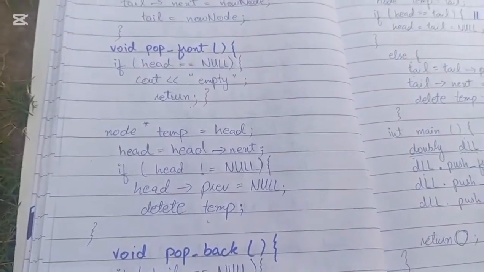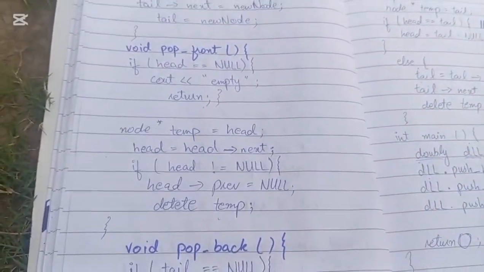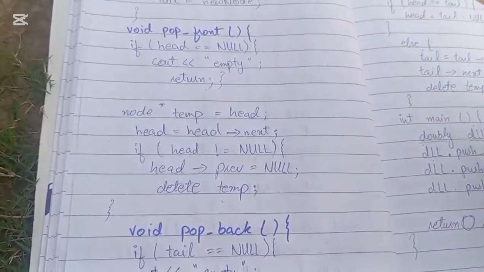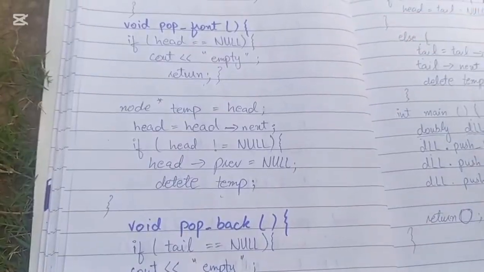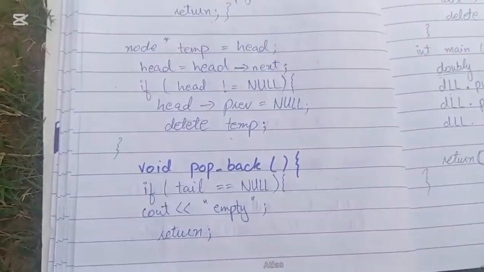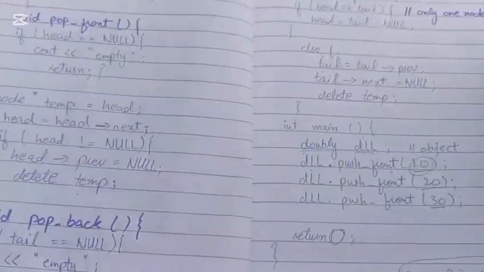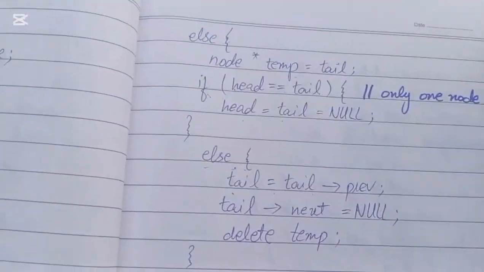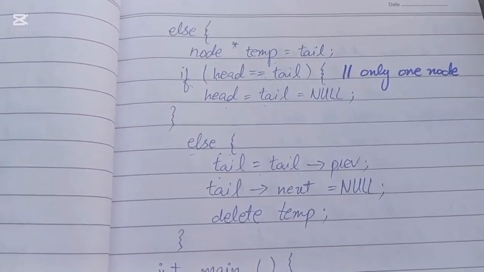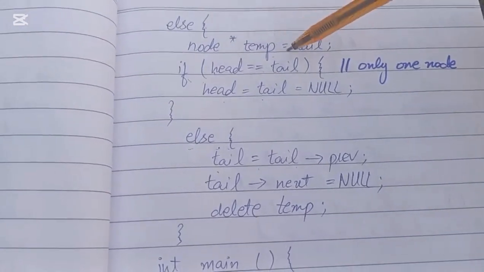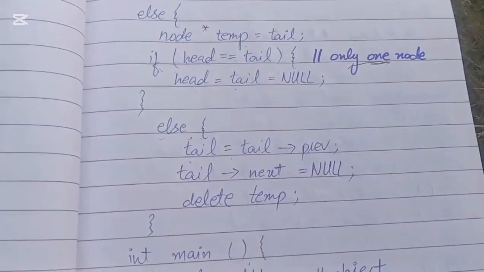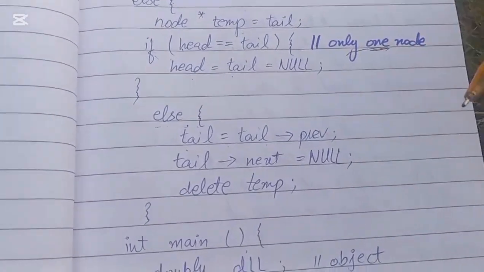Okay, now we create a function of pop back. As we made pop front, which deletes from the front, the starting of the list, now it will delete from the back. Here, instead of head, we use the condition that if tail is equal to null, then cout will be empty. As simple as that, if there is no value, of course it will be empty. Else, Node temporary is tail, and again we use the condition that if head is equal to tail, there is only one node. Else, tail is equal to tail's previous, and we again delete the temporary value.